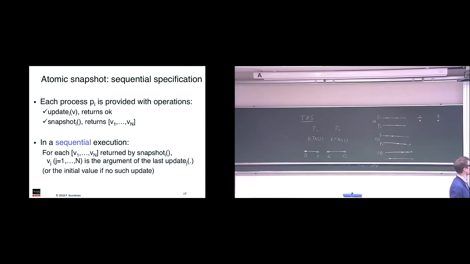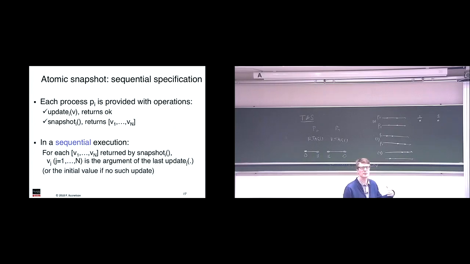It has two operations, update and snapshot. Each process Pi has its own update_i operation. Update just writes the value somewhere and returns OK. And snapshot returns all values written using update so far in one atomic operation. It just returns all the values. In a sequential execution, for each vector returned by a snapshot operation, Vj is the argument of the last update for this particular position. And we're going to assume that this is given to us.